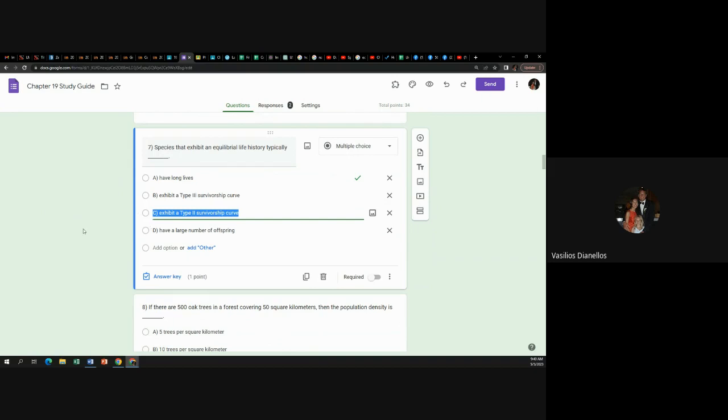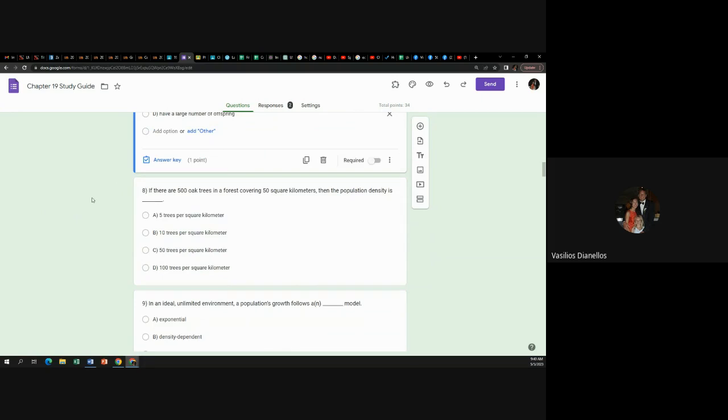Basically, you need to know what makes a type 1, a type 2, and a type 3 survivorship. And then you also need to know opportunistic, as far as we're concerned, is the same as type 3. And equilibrial, as far as we're concerned, is the same as type 1. All right. Any questions about that?